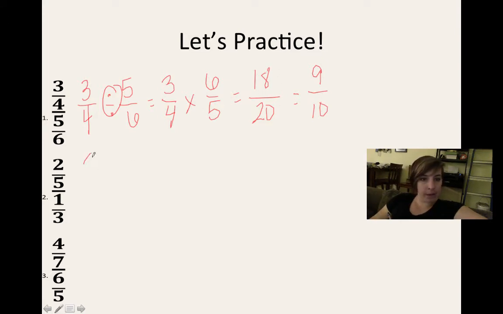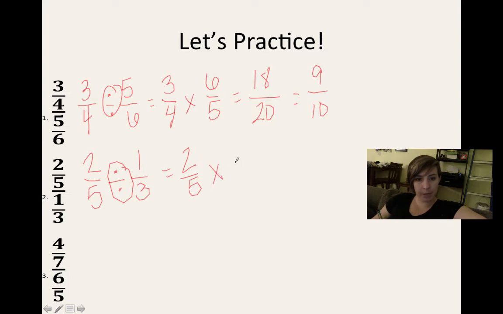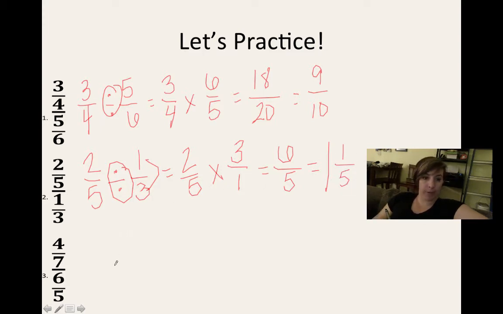All right, same practice here. 2/5 divided by 1/3. We keep that first fraction. We switch the sign to a multiply, and then we flip our second fraction. 2 times 3 is 6. 5 times 1 is 5. We can make that into a mixed number. So 5 goes into 6 one whole time. We are left with 1 as our remainder. So this is the same as 1 and 1/5.